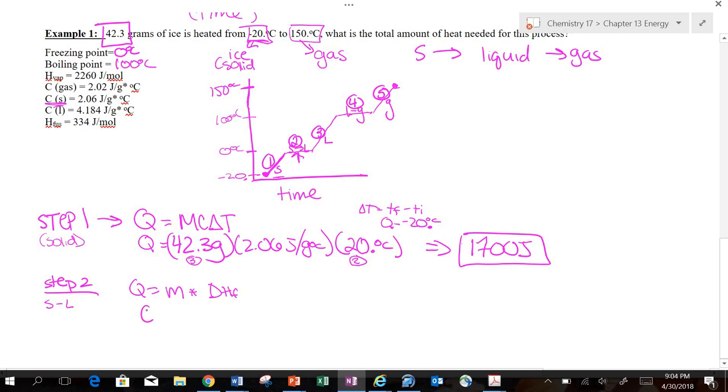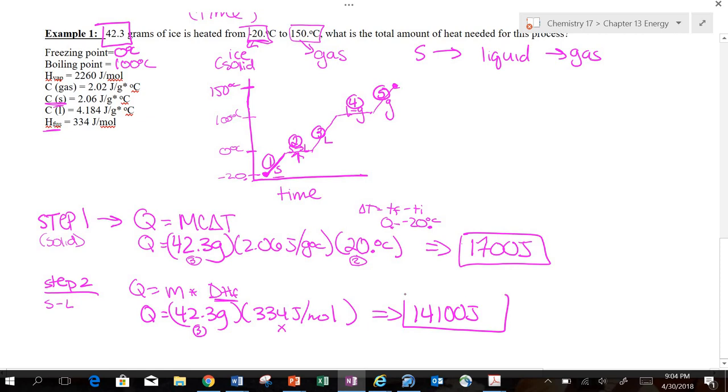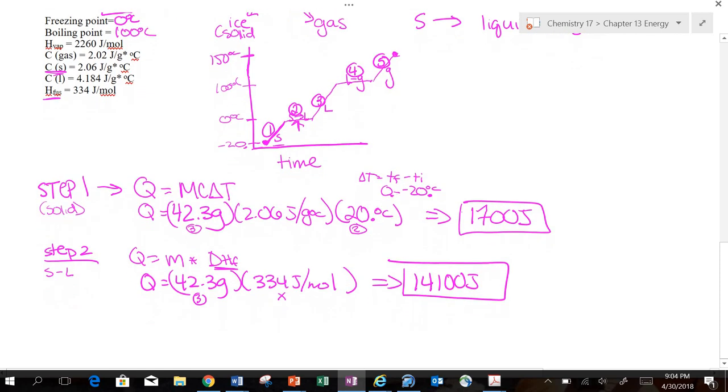So I'm just going to plug my variables in. My mass doesn't change, it's 42.3. Then I'm going to find my ΔH_f, right there: 334 joules per gram. Multiply that out. My answer should have 3 sig figs because constants don't count towards sig figs. You should get 1,400 joules. That's how much step 2 is going to be.